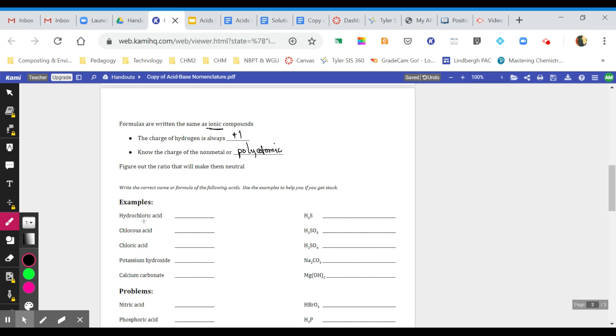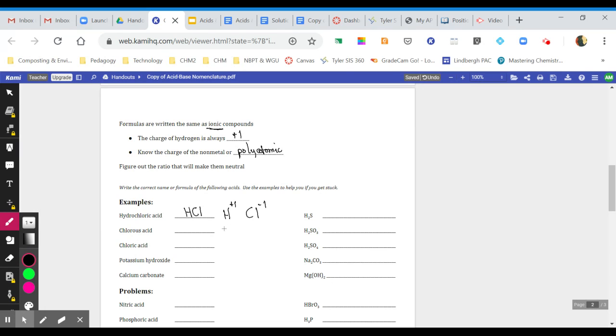So hydrochloric acid. All acids start with hydrogen. Hydrogen always has a +1 charge. And then we know, because it has the prefix hydro, it's not a polyatomic ion. It's just chlorine. And so the hydrogen's +1 and the chlorine's -1 will balance each other, and we get a neutral formula by doing HCl.